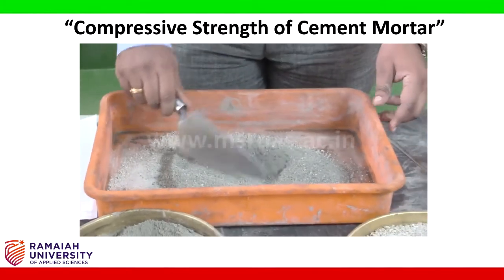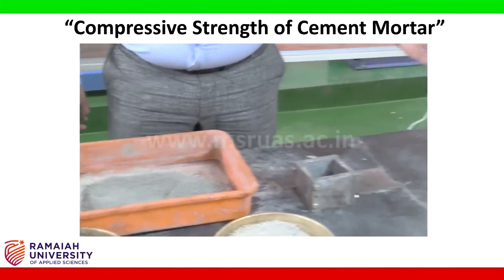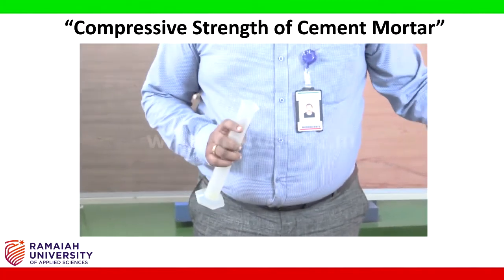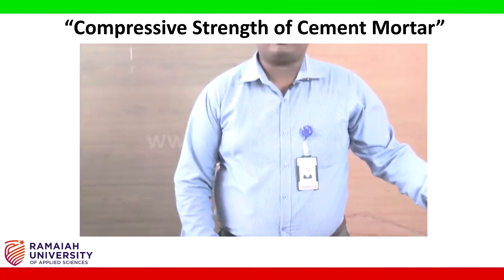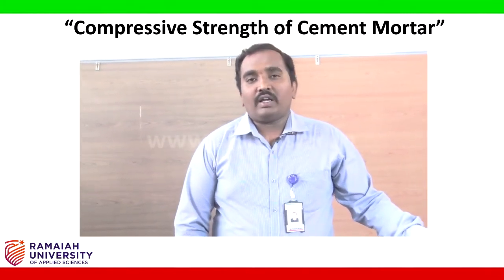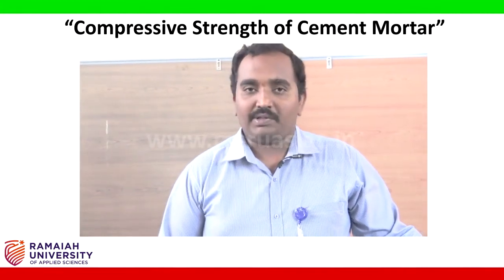So now I'm going to add the water to it. How much water is to be added? It will be P by 4 plus or minus 3%, where P is the normal consistency. If the aggregate is in a wet condition, we are going to deduct 3%. If the aggregate is over dried, then we are going to add 3%.